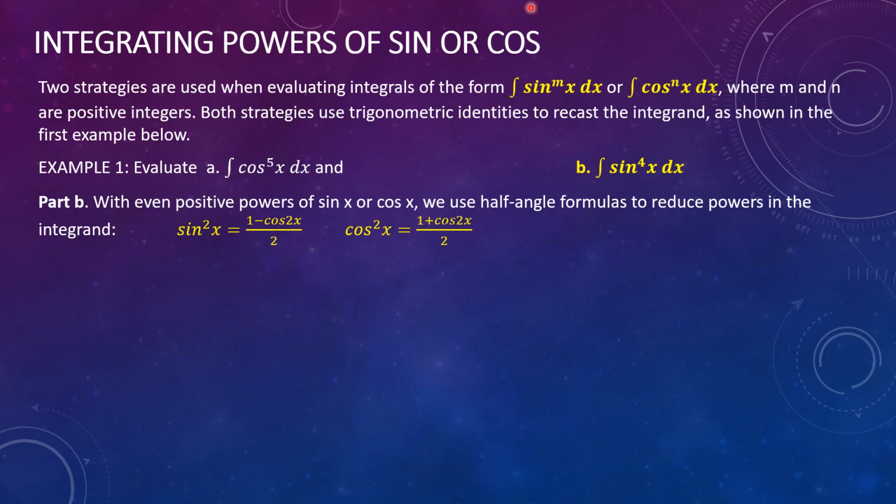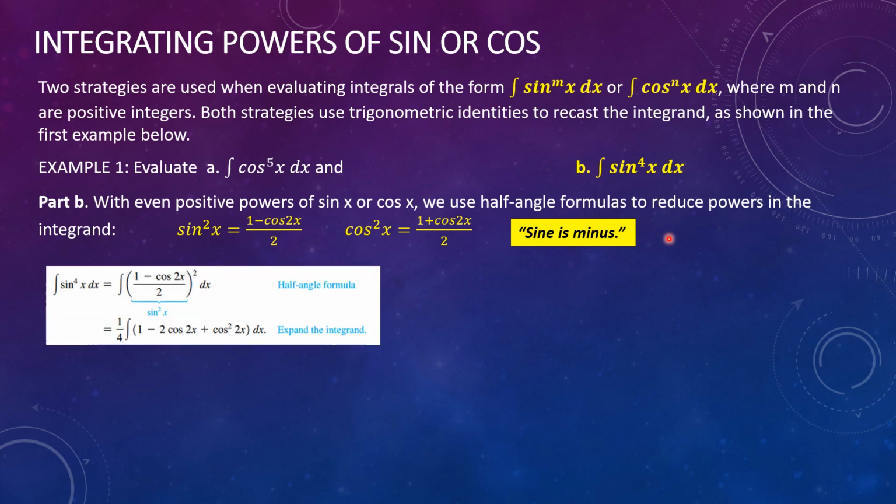Now these are easy to get confused. And there's a great mnemonic that helps us remember this, and that is: sine is minus. Sine is minus. So the half angle identity for sine is 1 minus cosine 2x, whereas the cosine squared identity is 1 plus. So this is a great way to remember that identity. Sine is minus, or to remember them both, actually.